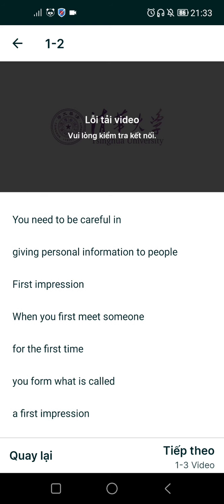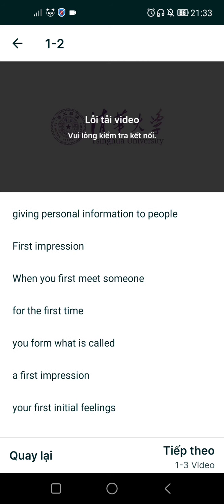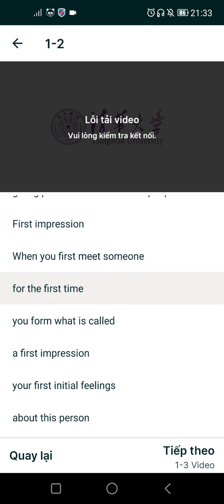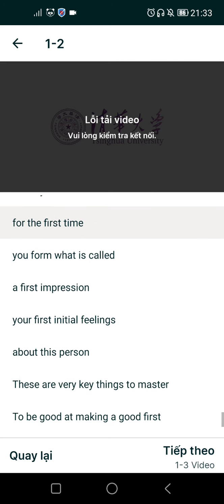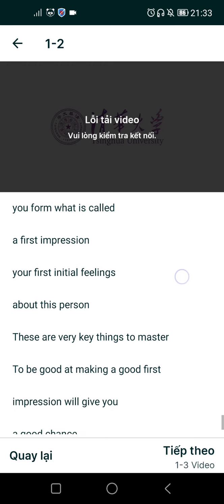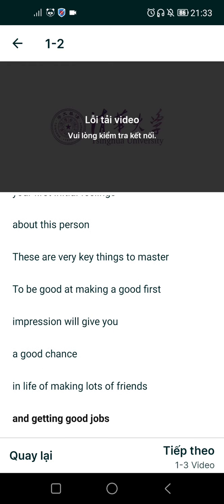First impression. When you meet someone for the first time, you form what is called a first impression. The first initial feelings about this person. They are very key things to master. To be good at making a good first impression will give you a good chance in life of making lots of friends and getting a good job.